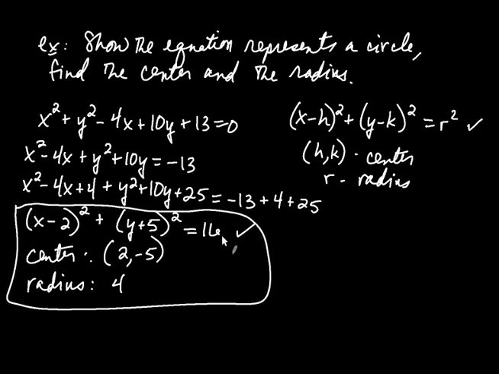I showed that it was really an equation of a circle, and the center was (2, negative 5), the radius was 4. And like I was saying, we're going to use this technique for other conic sections, including the ellipse, the parabola, and the hyperbola. So completing the square is a pretty powerful tool for us.